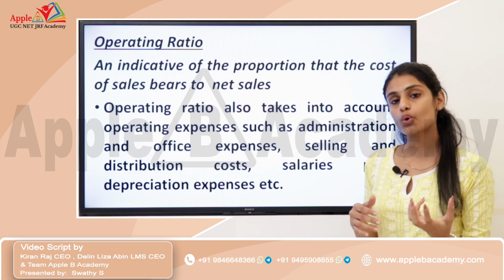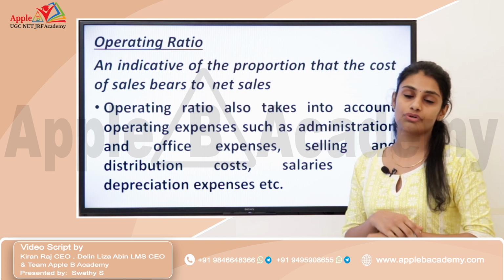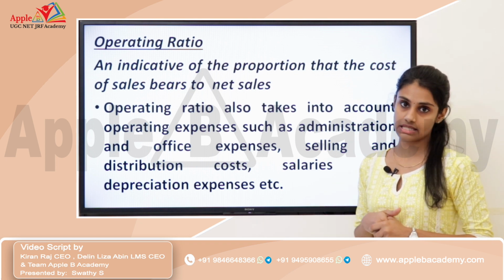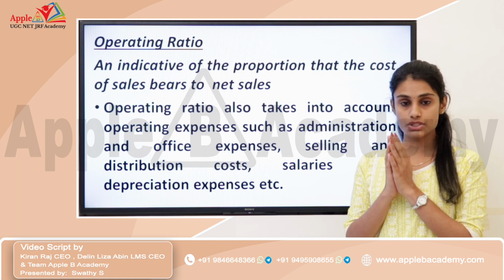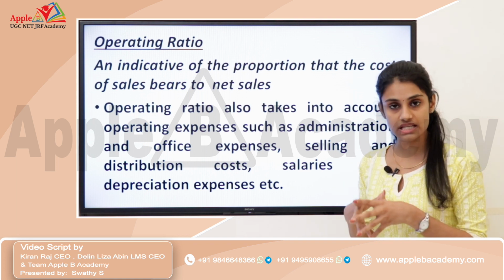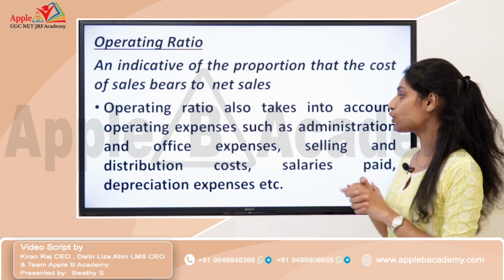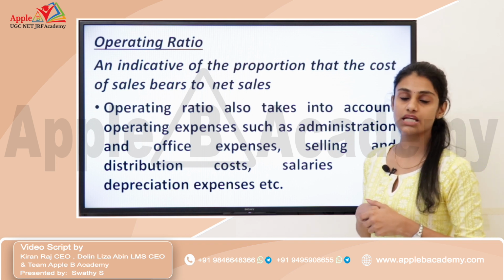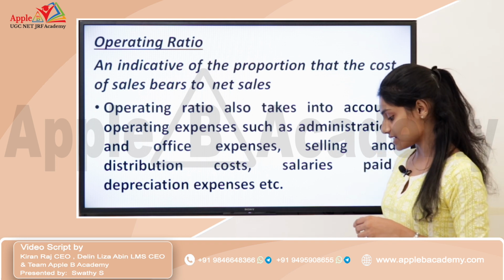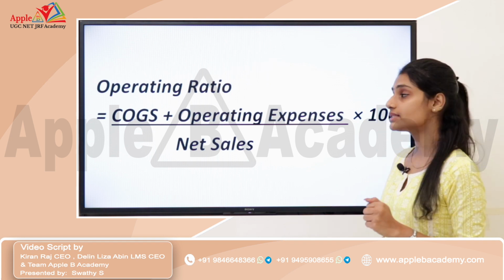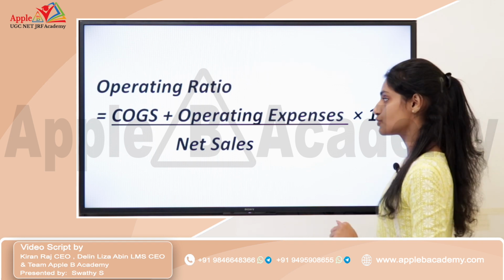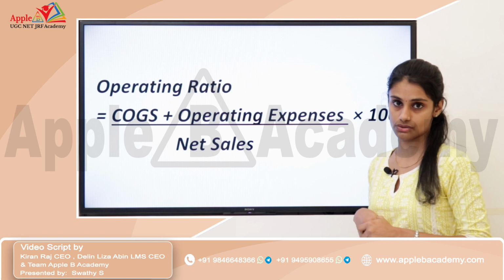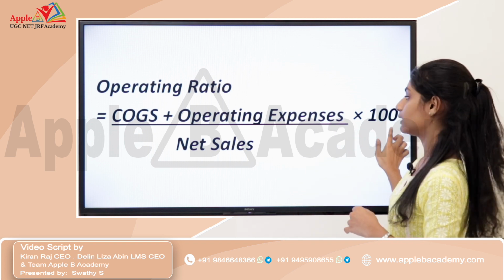Operating ratio shows a relationship between the cost of sales, the cost related to selling a particular product, and the net sales of that concern. While considering this operating ratio, we are taking operating expenses, and these include expenses like administration, office expense, selling and distribution, salaries, and even depreciation on assets. And see how you can calculate this operating ratio. It is cost of goods sold plus operating expenses divided by net sales multiplied by 100. If you want to convert into percentage, you multiply it by 100.